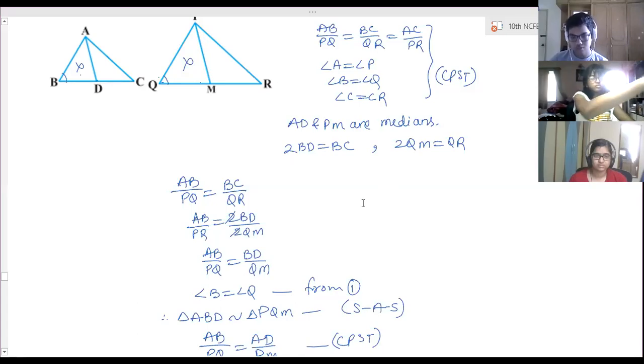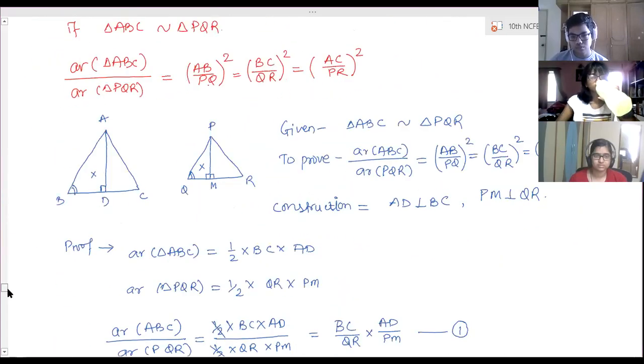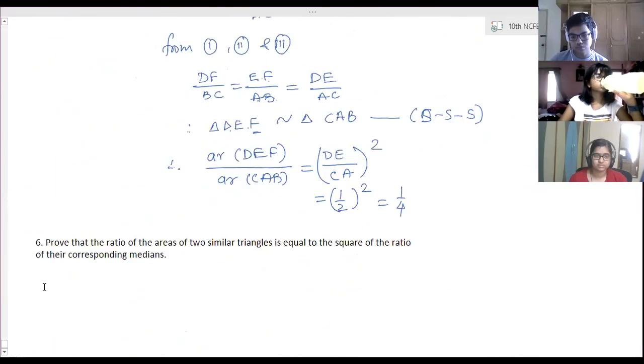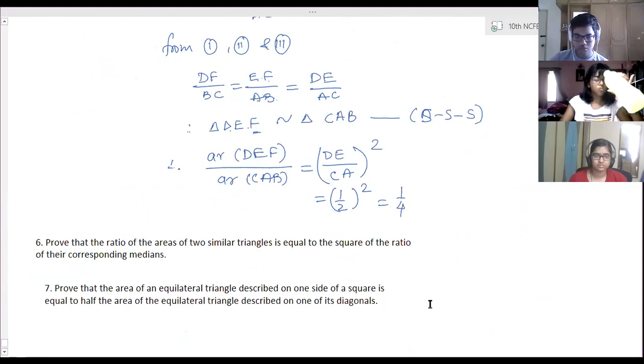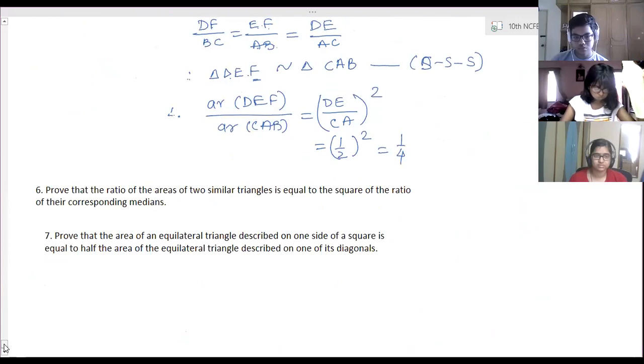Done? Everyone completed? Next one, prove that the area of an equilateral triangle described on one side of the square is equal to half the area of the equilateral triangle described on one of its diagonals.